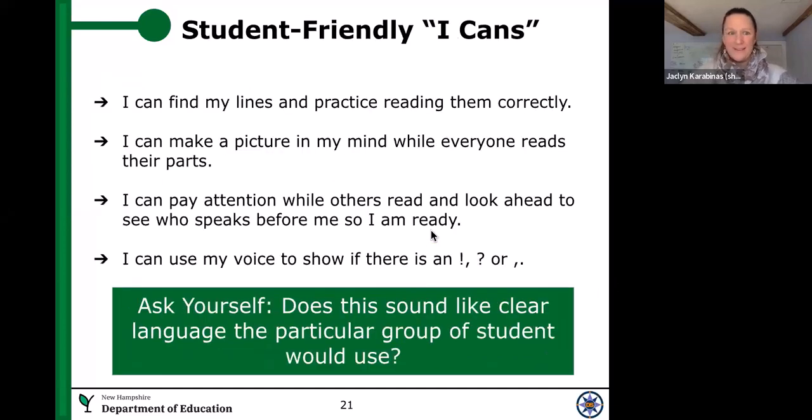Thanks, Karen. So here's some that I wrote with a group of kids in mind. I can find my lines. I think early literacy, being able to say, okay, my name's Patrick in the play. How do I find Patrick? Spending some time with a partner, I'm going to go find it. Maybe I'll even highlight it.